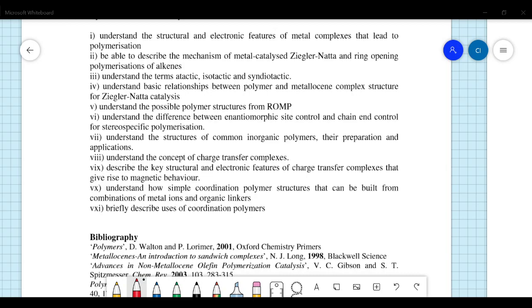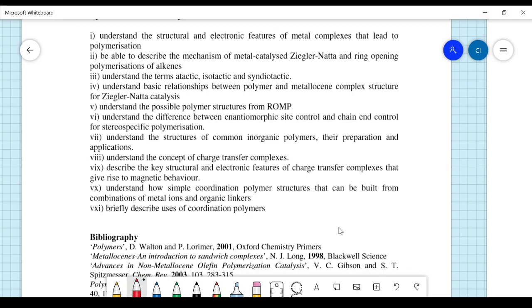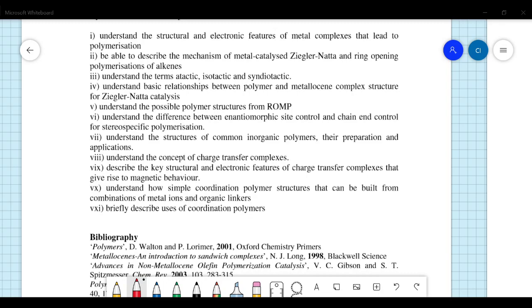Hello, hello boys. Let us today look into the inorganic polymers. So I think you have already studied about some catalyst in the organometallics. So here are certain things that pertain to the organometallics.